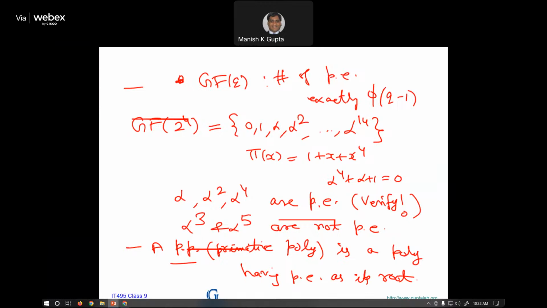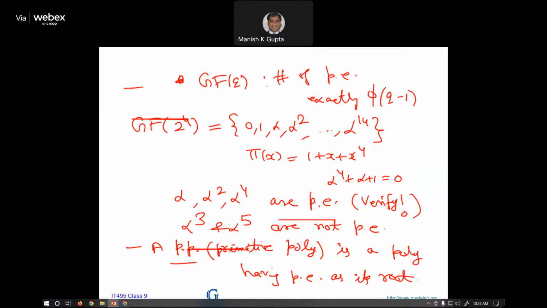Now, as an example, if you take a field with 16 elements, the elements are 0, 1, alpha, alpha square up to alpha raised to 14, and the polynomial that we are taking is phi of x equal to 1 plus x plus x raised to 4. It is of degree 4 over Z2. This polynomial has no roots over Z2, correct? And since it is degree 4, it will give you a field with 2 raised to power 4 elements, which is 16 elements.